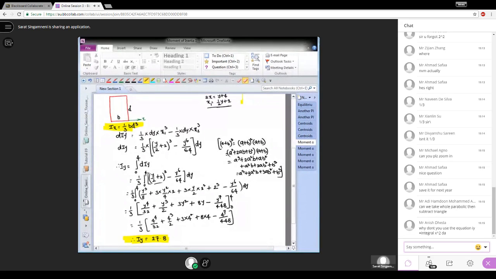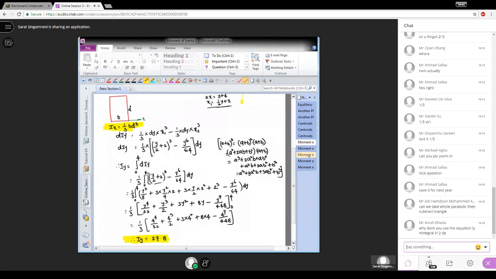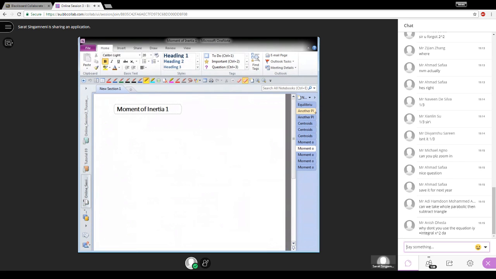Yep, you can take the whole parabola and subtract the triangle. Let us do it also. Let me do it that way and show you how the whole thing is working. I'm doing it in a second way, but not all the time it's going to work. Be careful. Let's do it using the second method.